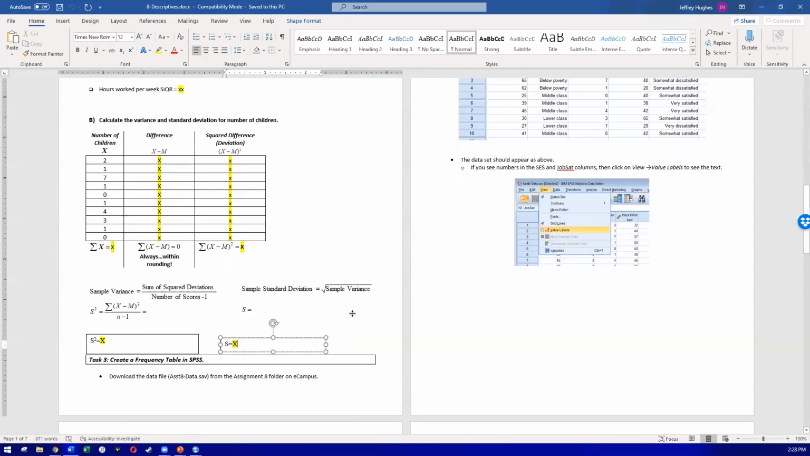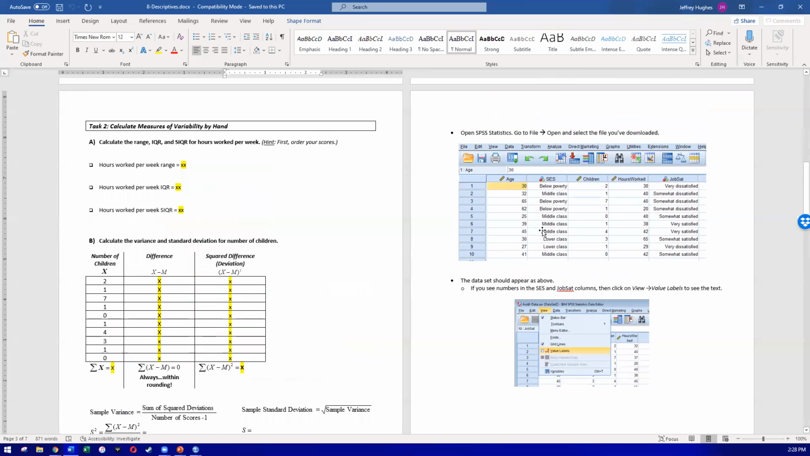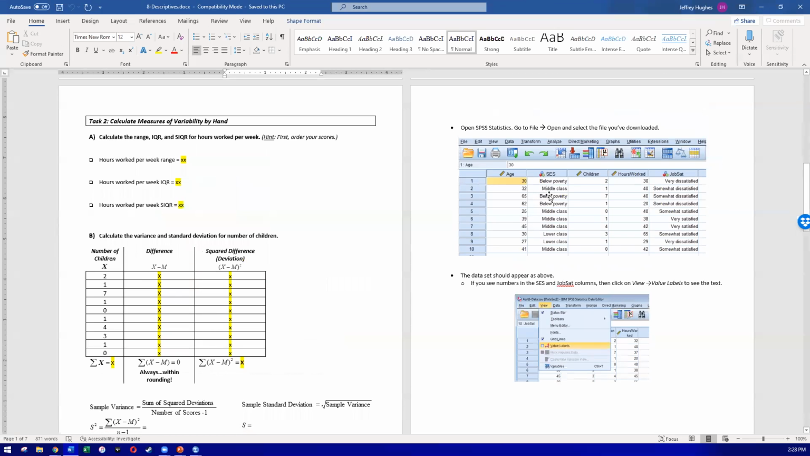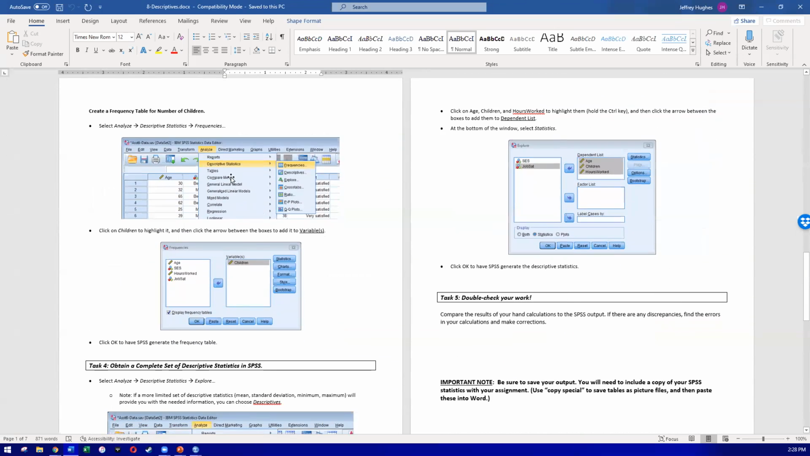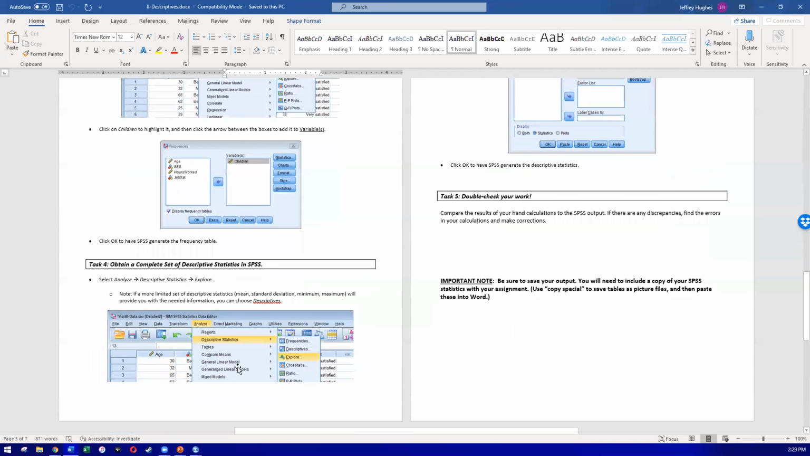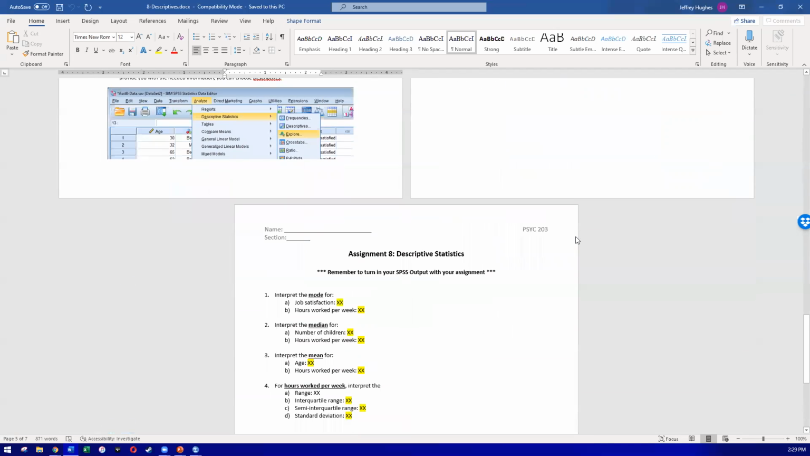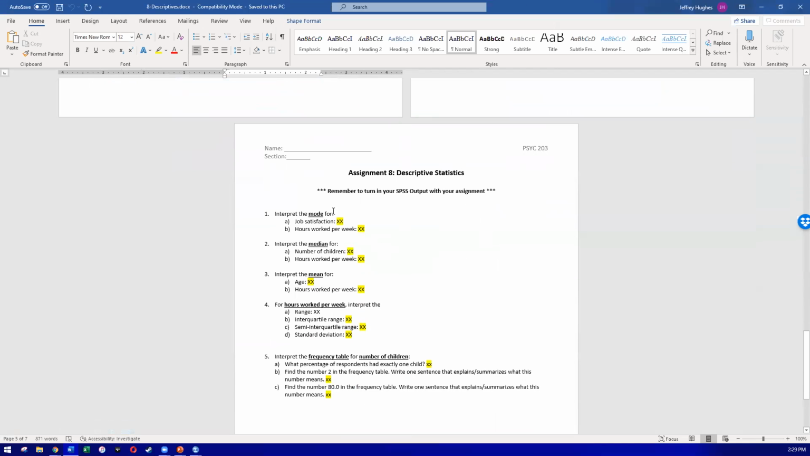The second half is doing this on SPSS. So there's a data set, just like with the graphing, a sample data set that you have to download, and it walks you through how to find everything, like how to find the mean, median, mode, all that information, all the descriptive stats. What you have to do is answer the questions with this. And there's just a bunch of questions that go along with it, like mean, median, and mode.